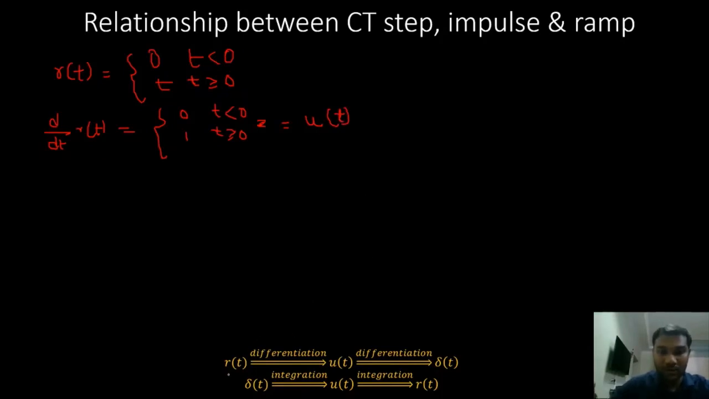So when you differentiate r of t, we get u of t, and when you differentiate the unit step function, we get del of t. We have already seen this proof. Now the reverse operation: when you integrate del of t, we get u of t, and when you integrate u of t, we get r of t.